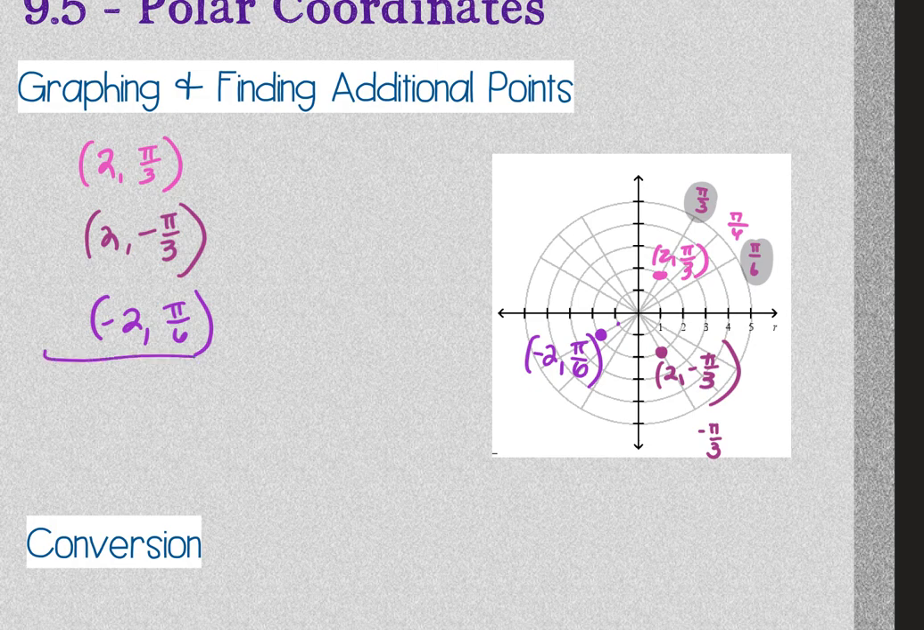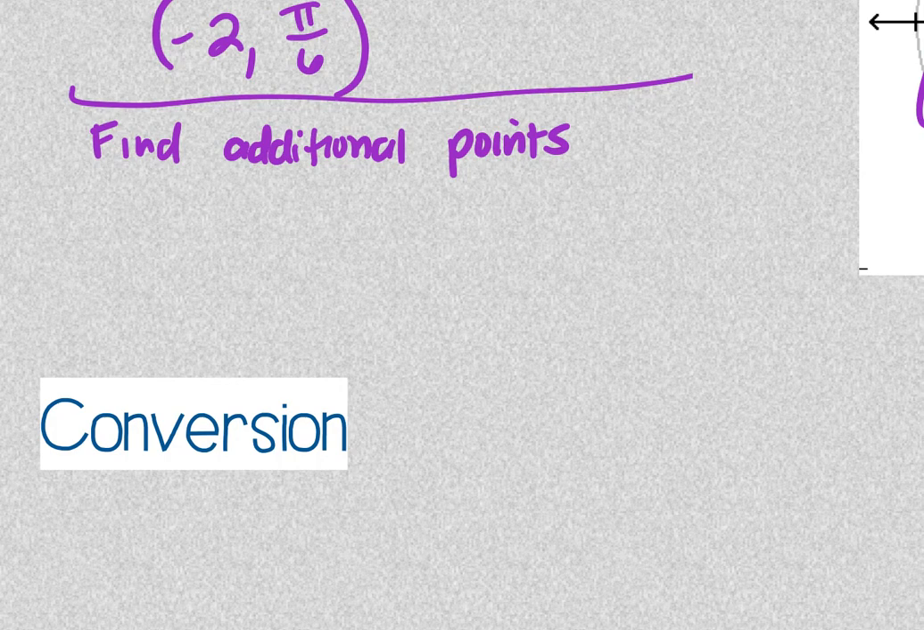Then comes find additional points. So if it's find an additional points, you can either use your graph, right? Or if it's r theta, you leave r as r, take theta, add and subtract 2 pi.